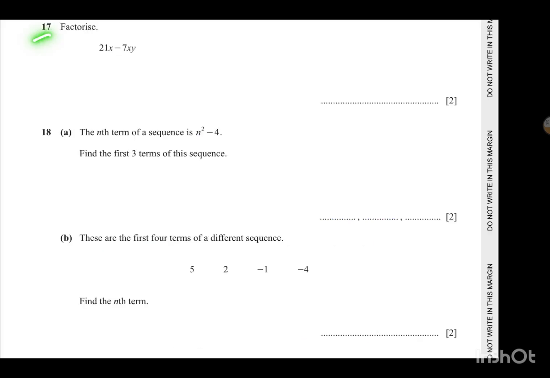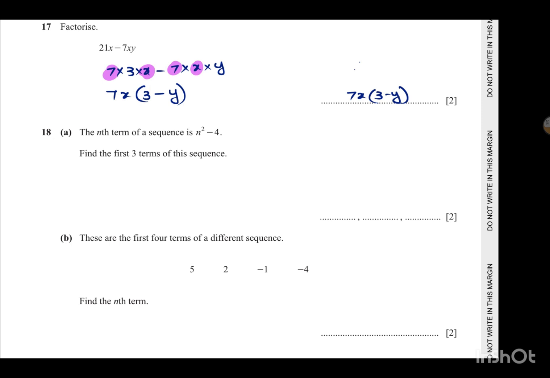Question number 17. Factorize 21x minus 7xy. So here when you see, 21 can be factorized into 7 into 3 into x, whereas 7xy can be written as 7 into x into y. Take 7x common. You can see that 7x is common in both the terms. So 7x, if I take common, 3 is left for the first term, and the second term minus y. So 7x into 3 minus y is the final answer.